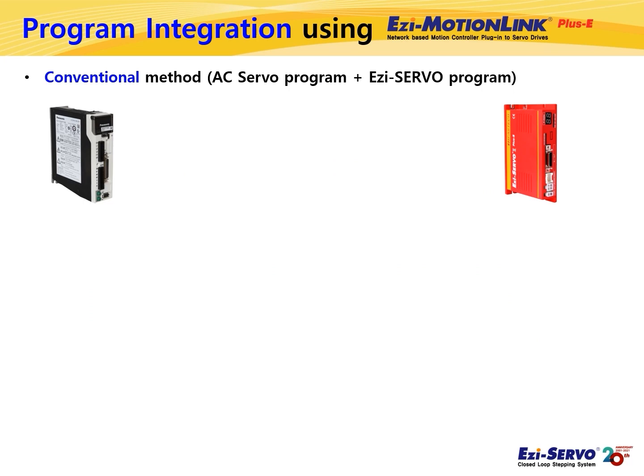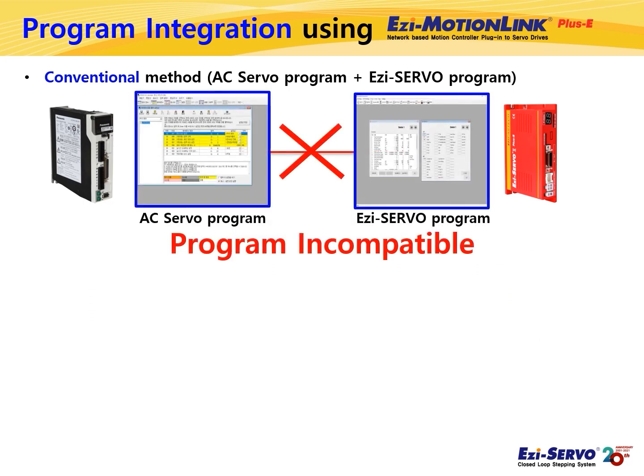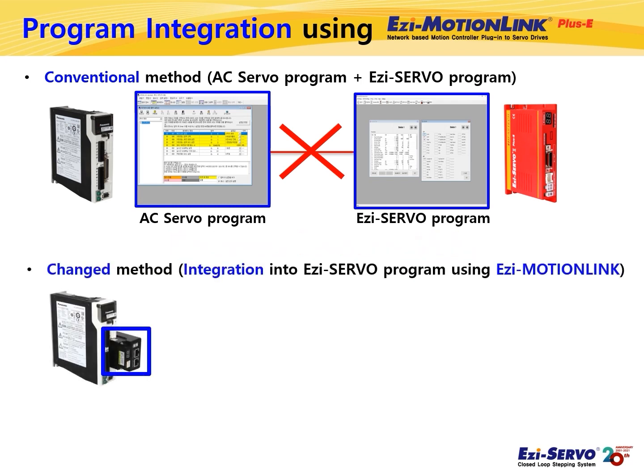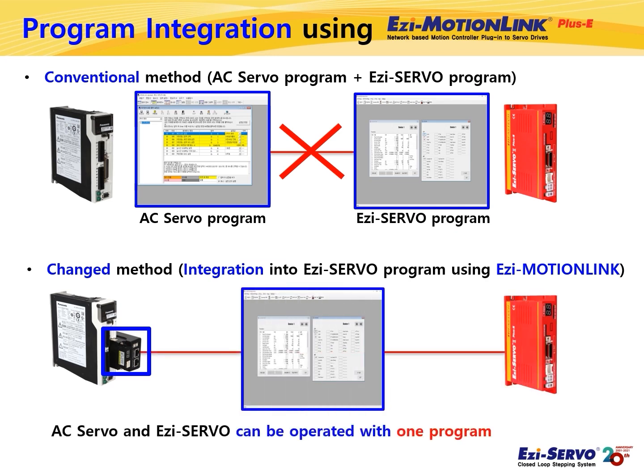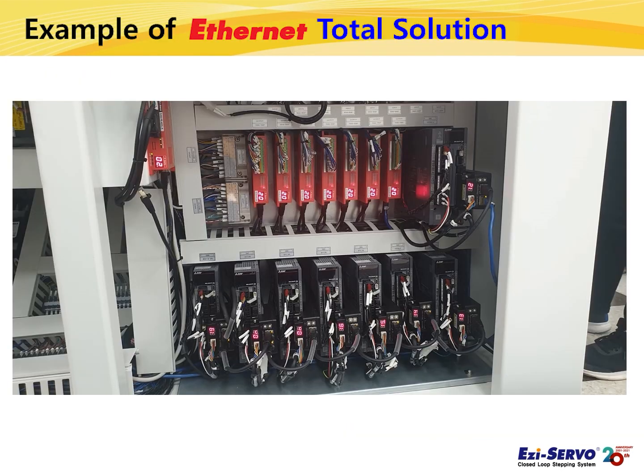Also, I mentioned that two different software environments were required to control 10-axis of Ezi-SERVO and 5-axis of AC servo. But if the customer uses Ezi-MOTIONLINK, 5-axis AC servo can be used in the same Ethernet network and software environment using the API of Ezi-SERVO. In other words, a total of 15 axes can be operated with one program. I will show you a practical application example.